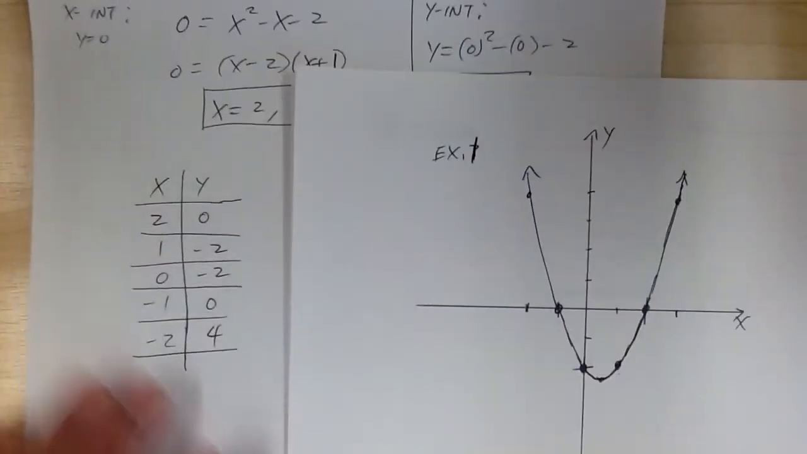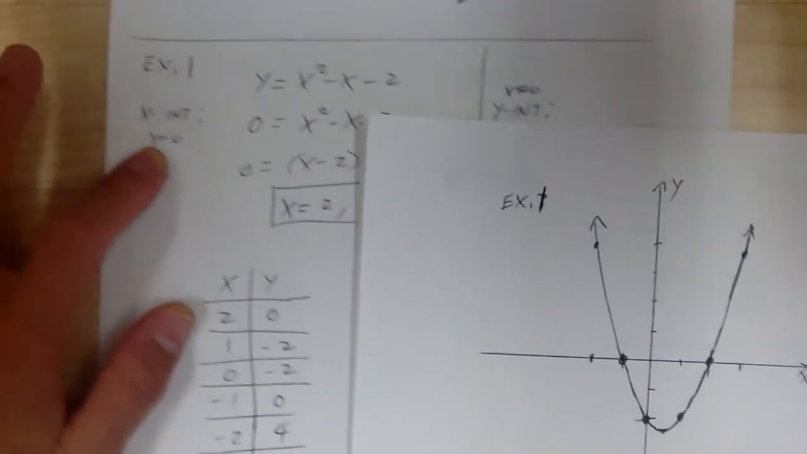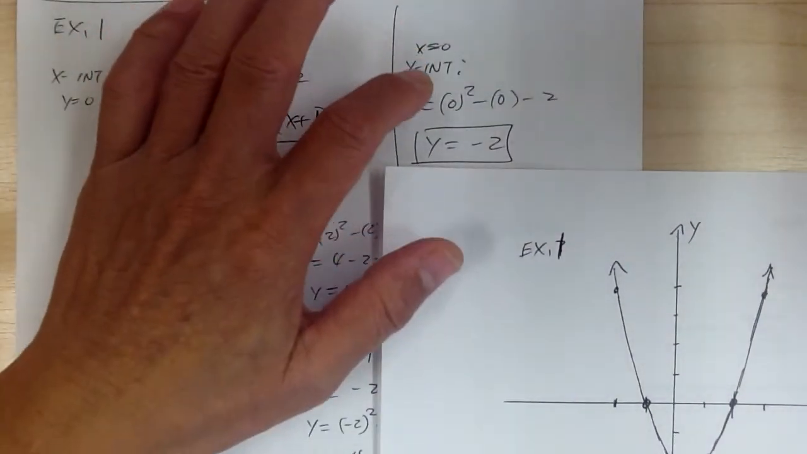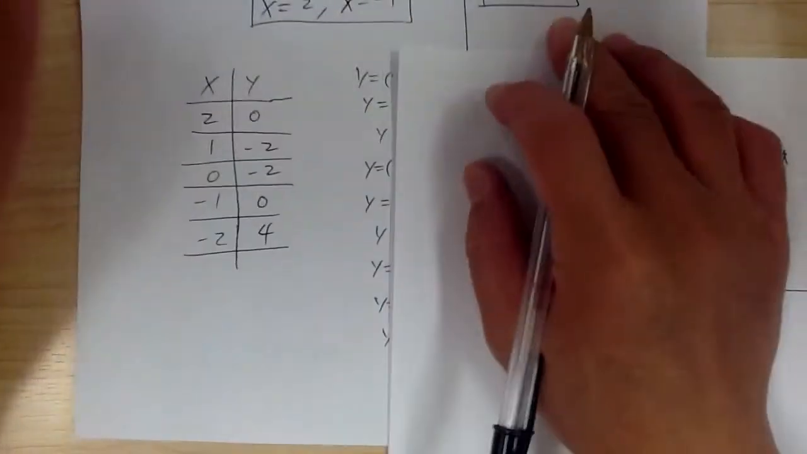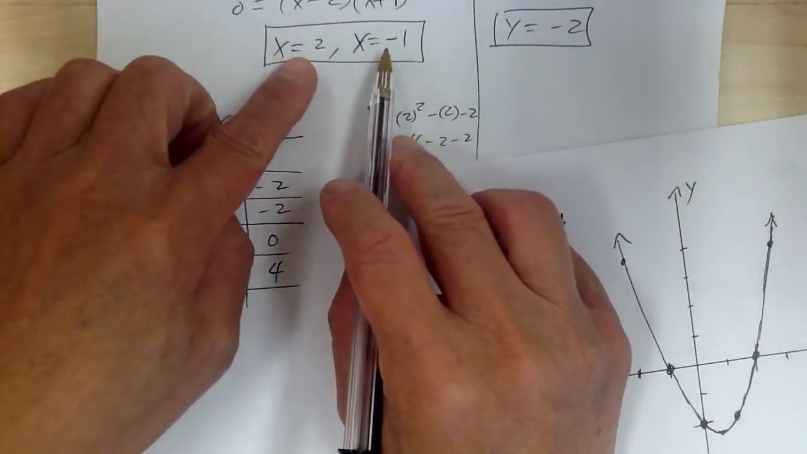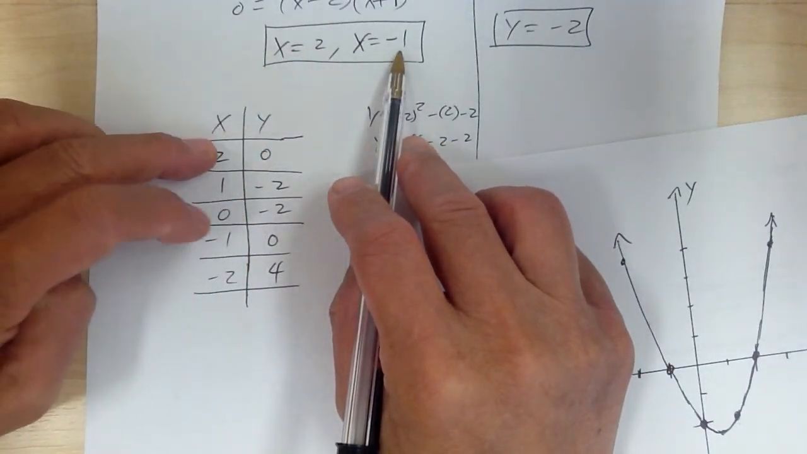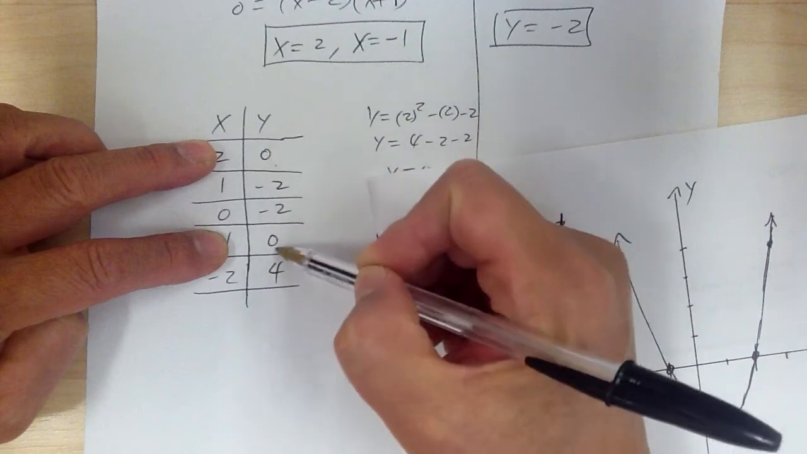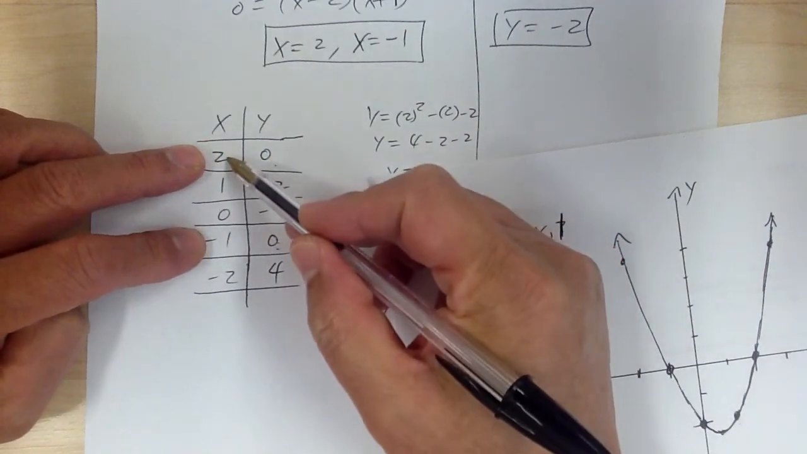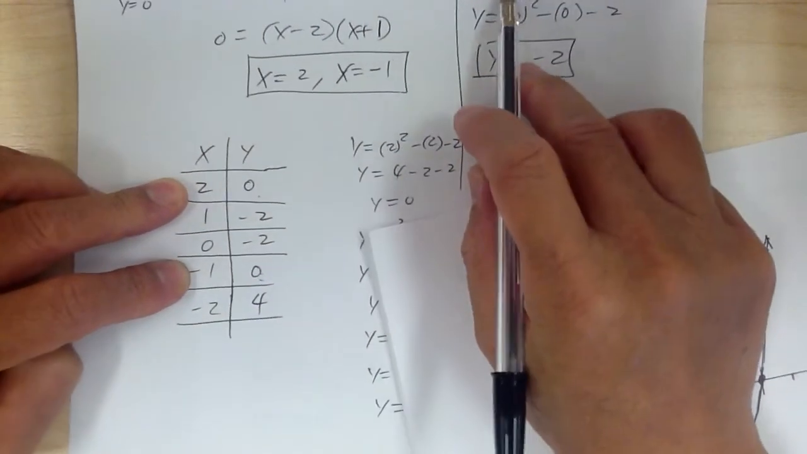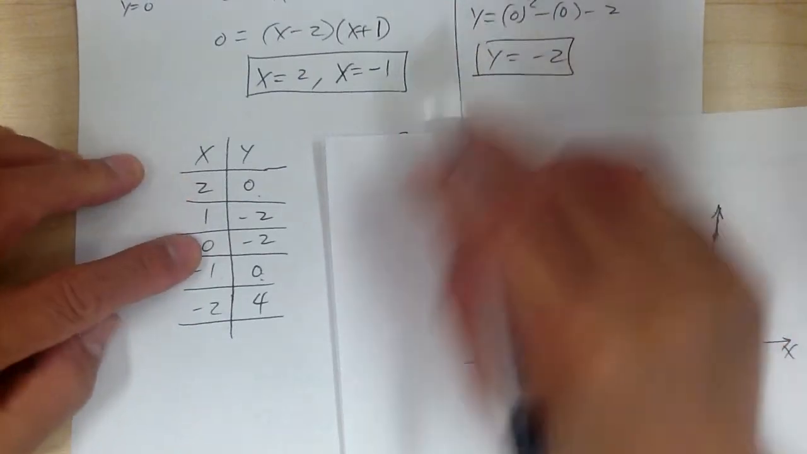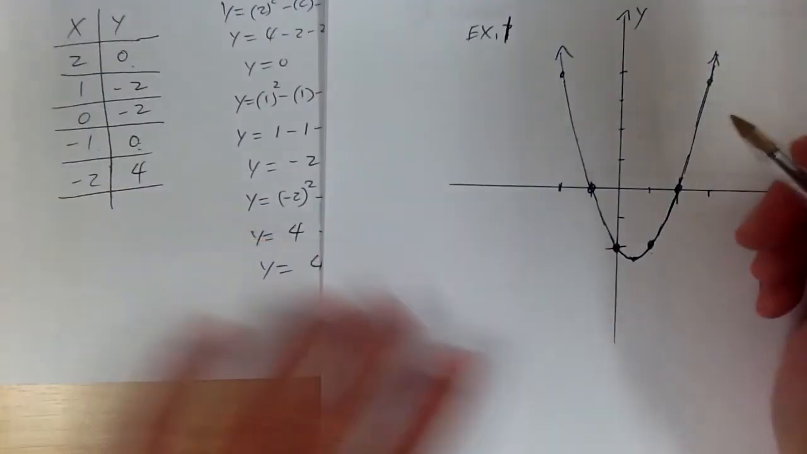Okay, so again, you set y equal to 0 to find x-intercept. You set x equal to 0 to find y-intercept. And you can put all that into the table, right? When y equal to 0, you're going to get 2 and negative 1. So when x equal to 2 or negative 1, see that both of these are going to get 0, right? So again, when y equal to 0, you're going to get x equal to 2 or negative 1. Then to find the y-intercept, you set x equal to 0 and you find that.